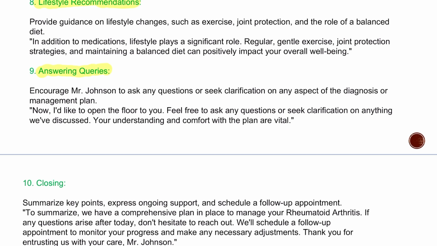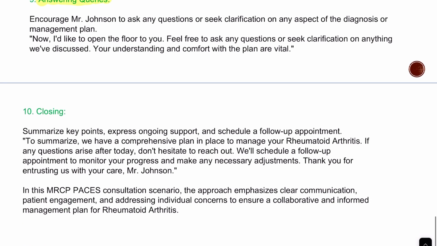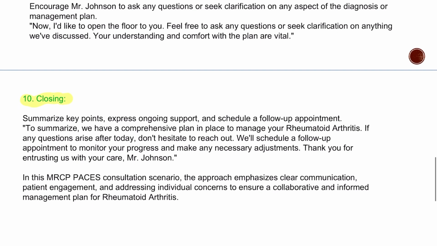Okay, so here also the patient will ask you some questions, so you have to answer these questions. This session is 10 minutes, and as you know, there is no examiner interaction. But try to cover all these points within 10 minutes. And finally, going to do the closing. So in closing, we just summarize the key points, express the ongoing support, and schedule a follow-up appointment.